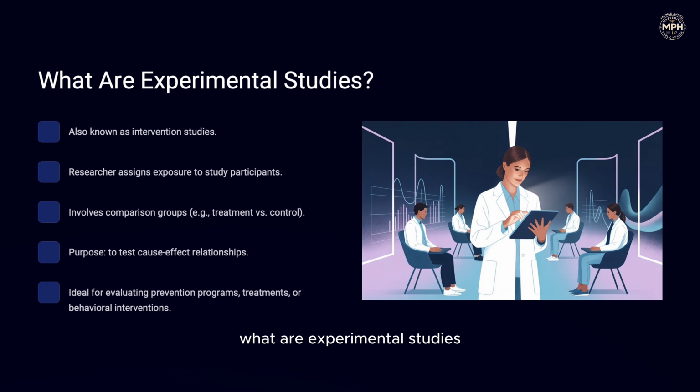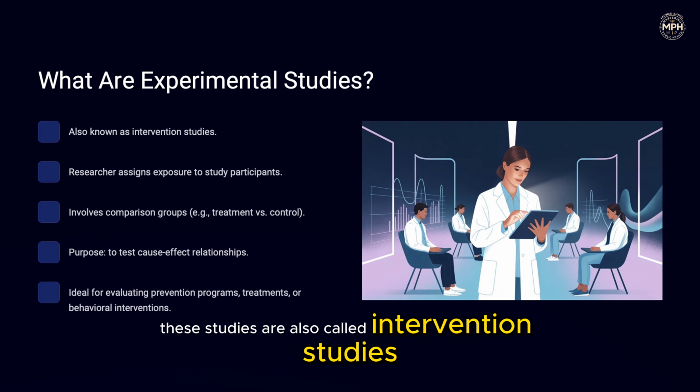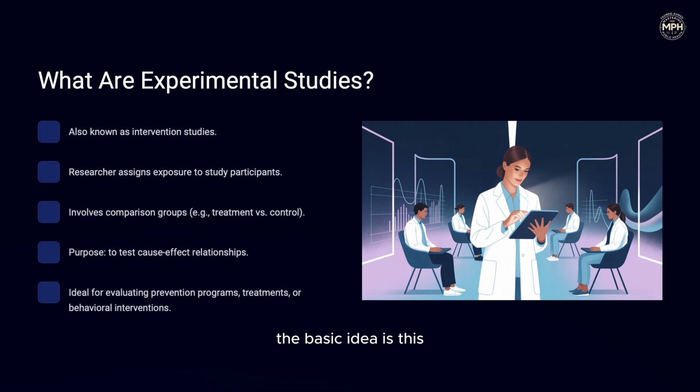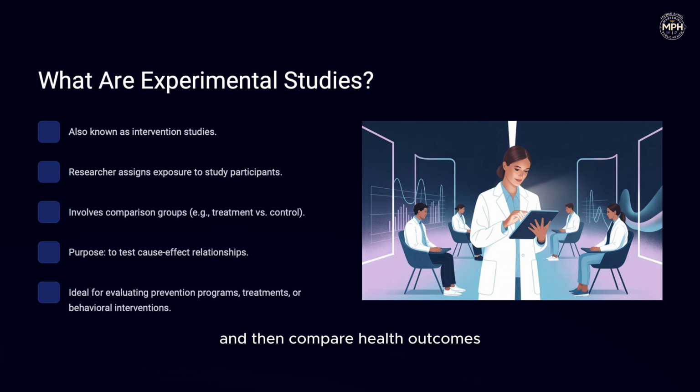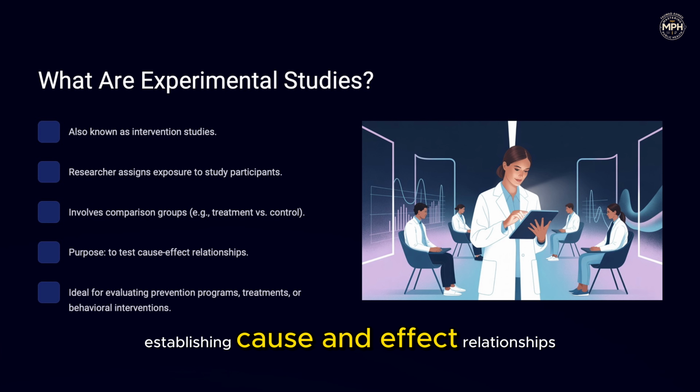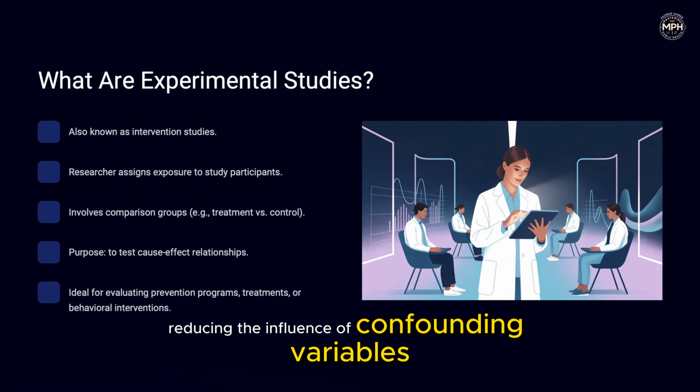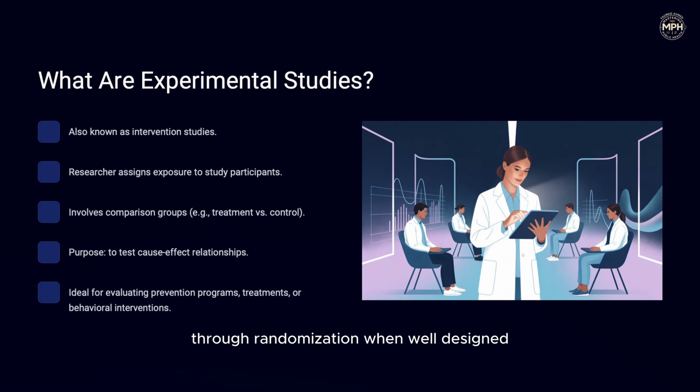What are experimental studies? Experimental studies involve manipulating exposure to determine whether it causes or prevents a health outcome. These studies are also called intervention studies. The basic idea is this: researchers assign participants to either receive an intervention or serve as a control, and then compare health outcomes. Experimental studies are ideal for evaluating the efficacy of treatments or preventive strategies, establishing cause and effect relationships, reducing the influence of confounding variables through randomization. When well designed, they are considered the gold standard of epidemiologic research.